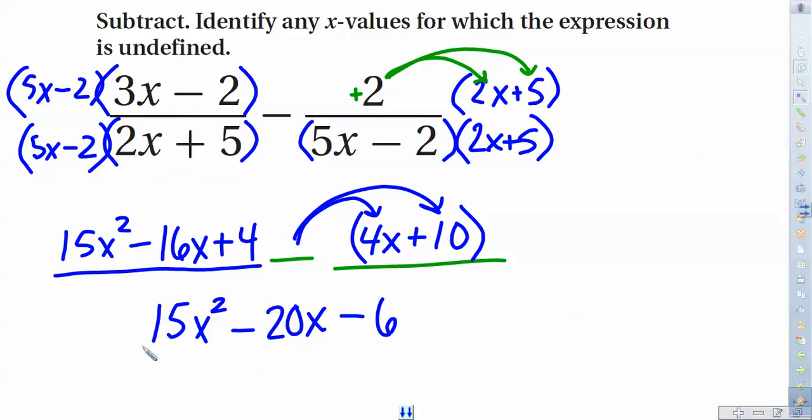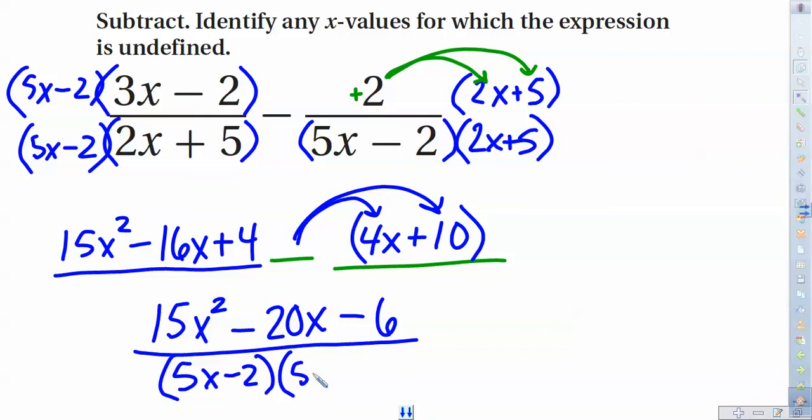Now, yikes, looking at this numerator here, I'm pretty sure this can't be factored. So now let's bring in that denominator of 5x minus 2 and, not 5x, this is 2x plus 5, right? Boom. Uh-oh, undefined values. So if that's our solution, what can x not be equal to here?